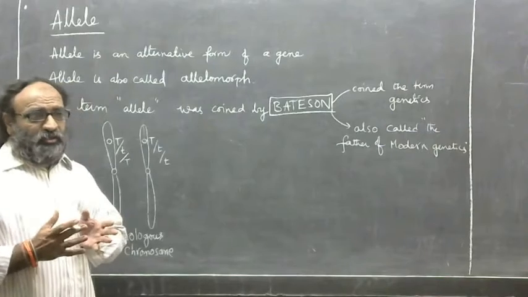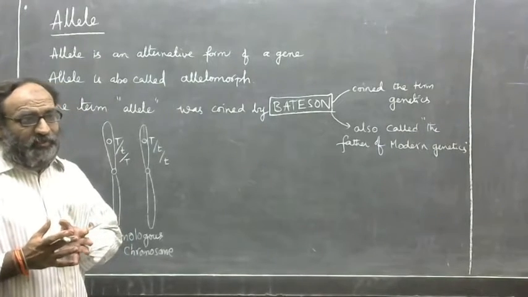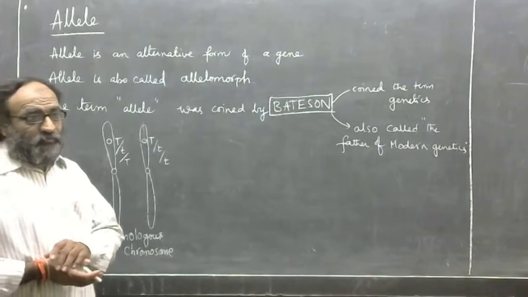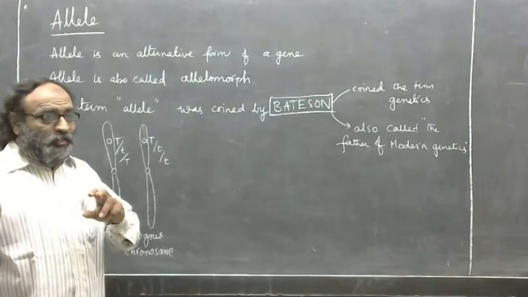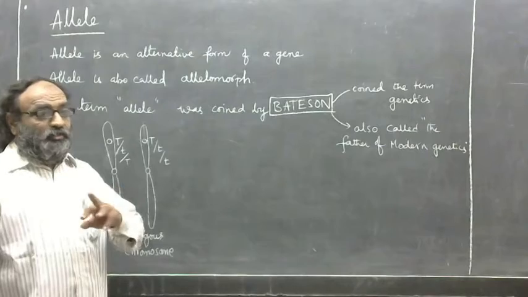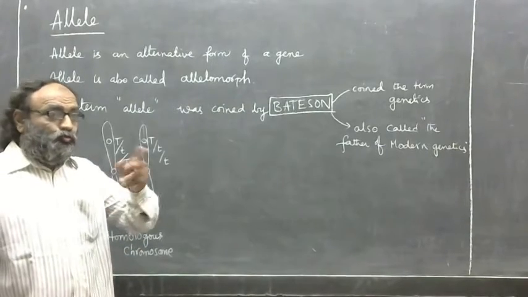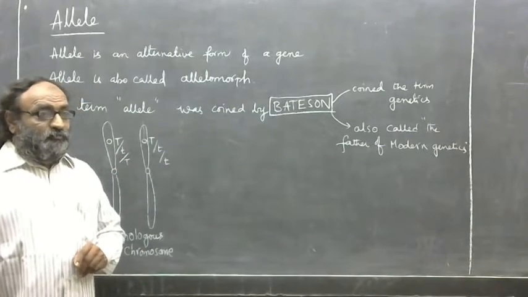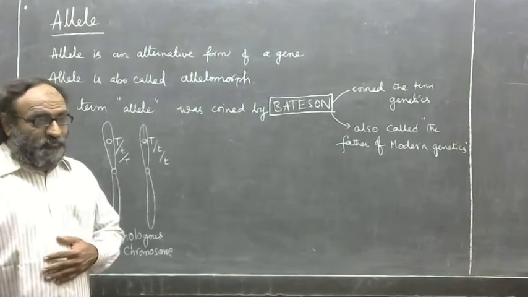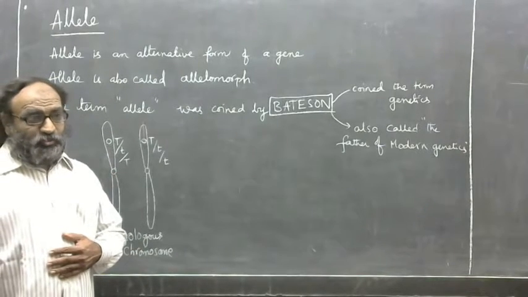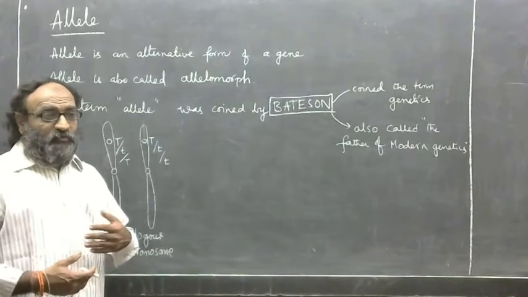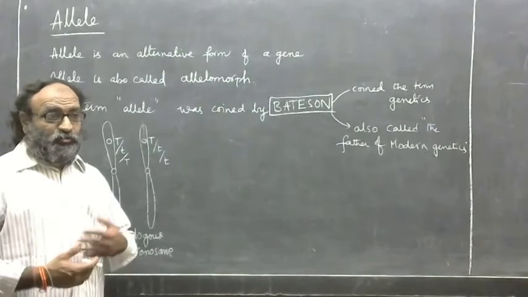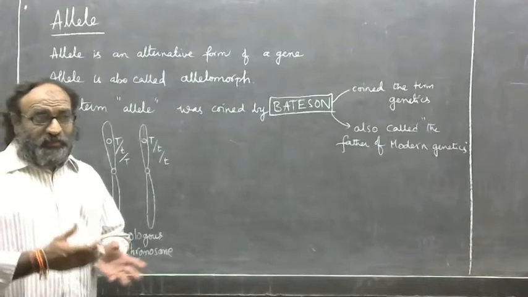My intention is to define what exactly an allele is. An allele is the alternative forms of a gene. Alternative means two forms of a gene. That is the meaning of alternative. So sometimes you may be given a question, what is the alternative method? Means other than this.